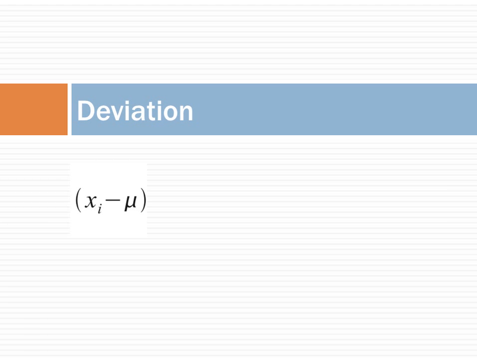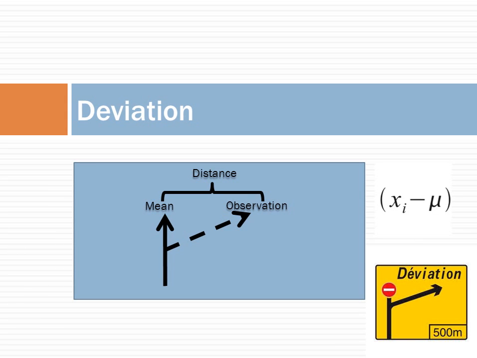To measure the spread of data, we start with the deviation. Deviation is the difference between the ith observation and the mean. Here x is the ith observation and mu is the population mean. You can think of deviation as how far off the course we are if we deviate from our main road and end up at the observation point.